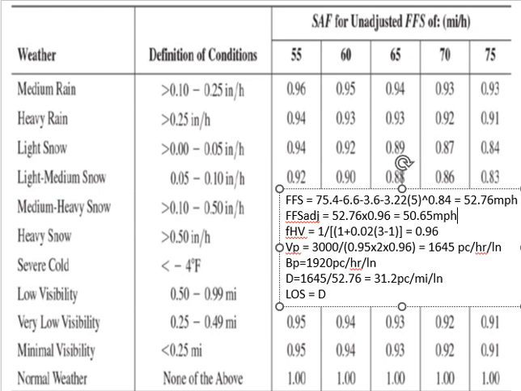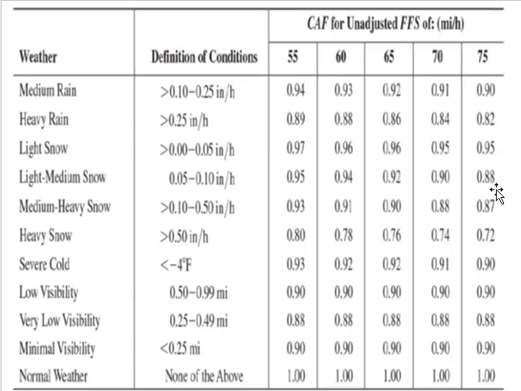Then we calculated the break point. If I go to the equation of break point, there was a factor there: the capacity adjustment factor. I will show you the equation again. It's a similar table, with the same values for free flow speed, and we have the same dilemma that we are on the lower side. So I'll just pick the value, which is 0.94. So my capacity adjustment factor is 0.94. Let's keep it in mind.